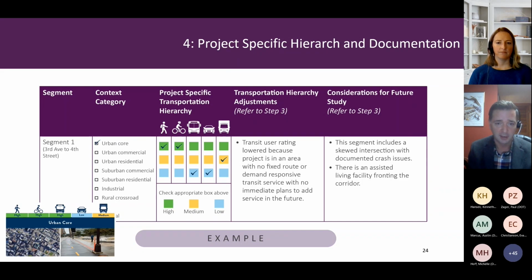So I'm going to turn it back to Nissa, and then just know that in just a few minutes, we're going to have a case study exercise where we can practice with this.